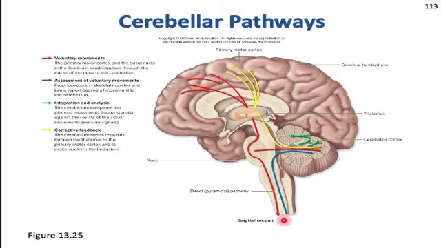People that have damage to the cerebellum, one of the things that you see is a condition called cerebellar ataxia, in which they have a hard time with a smooth gait, and they have a hard time initiating and stopping their movements. Okay?